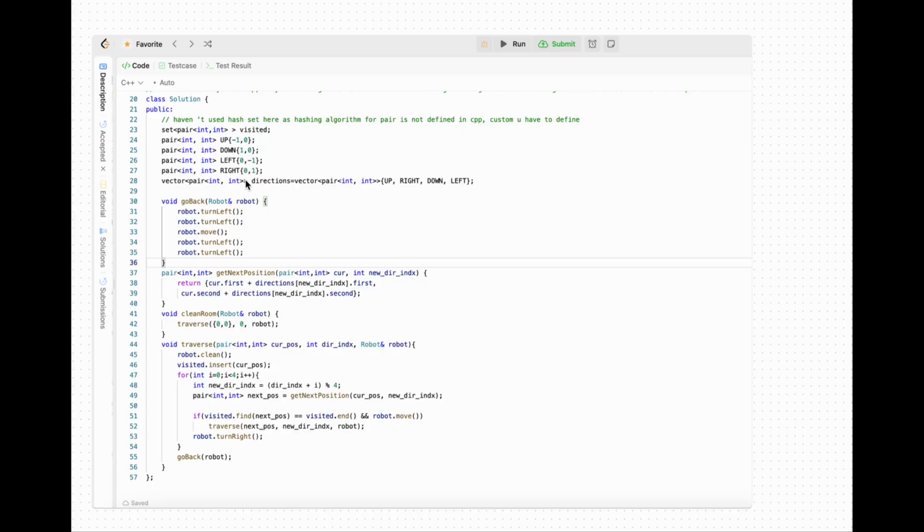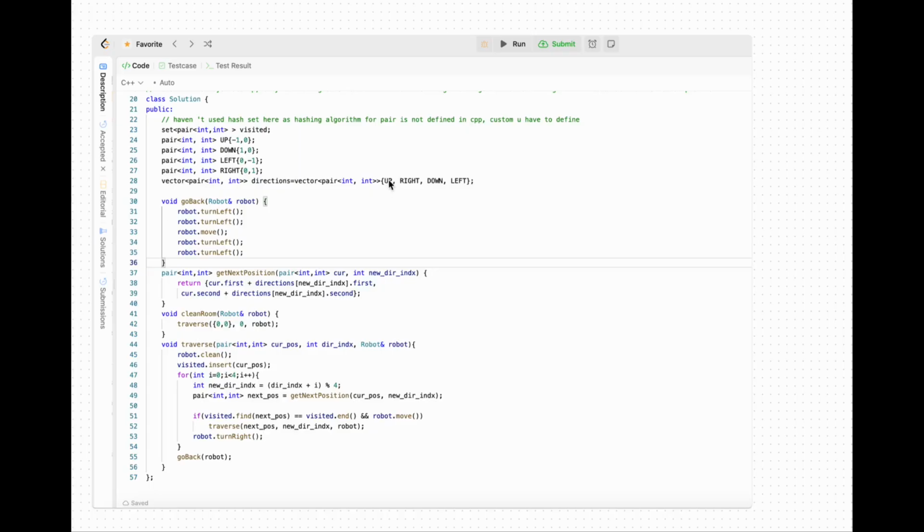These are the four directions, and then we have a directions vector which consists of these four different pairs, and these directions are represented in clockwise order. So let's say when we're facing the up direction and we turn right, we go to the right direction. When we turn right again, we go to the down direction, and when we turn right, we go to the left direction. So these directions are arranged in clockwise order.